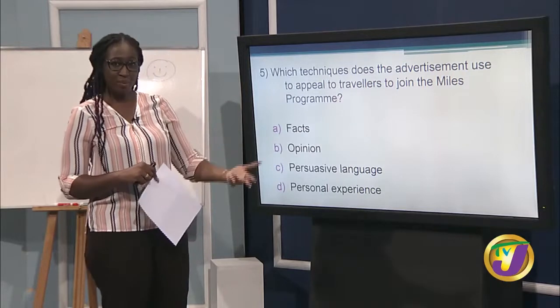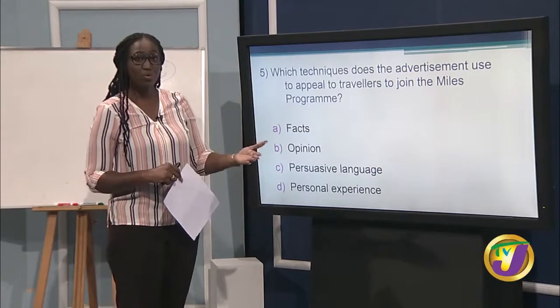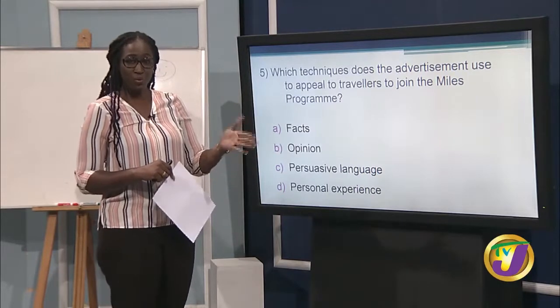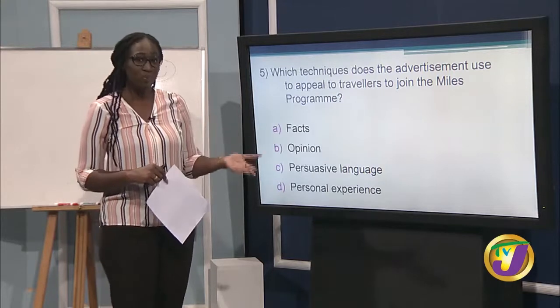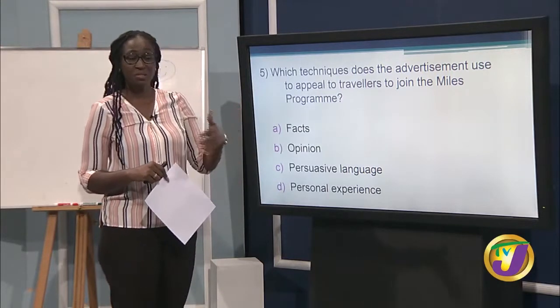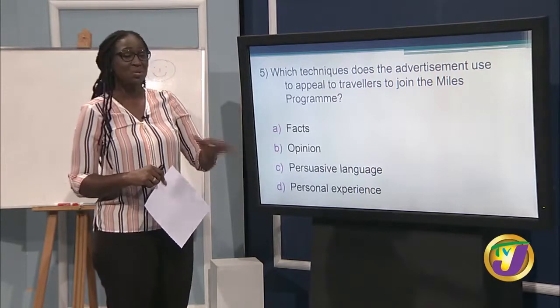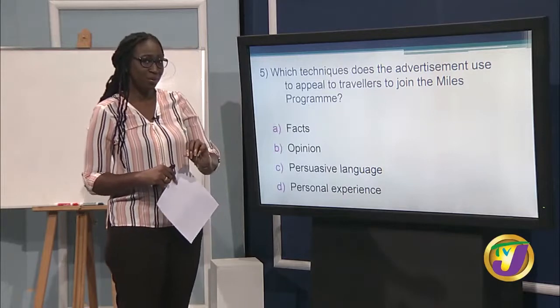If I say there are 10 pencils, you can go and count that there are 10 pencils. Everyone who can count from 1 to 10 will know that there are 10 pencils, as opposed to me saying there are few pencils. 10 pencils to me would be a few. 10 pencils to someone else might be a lot. So that is the difference between having a fact and having an opinion.